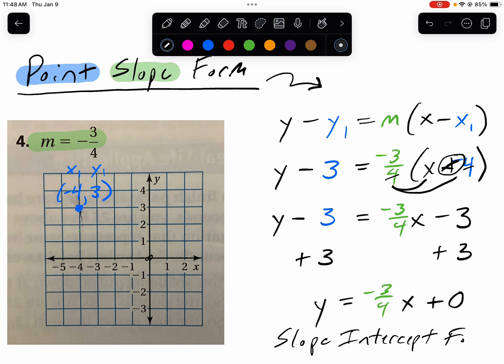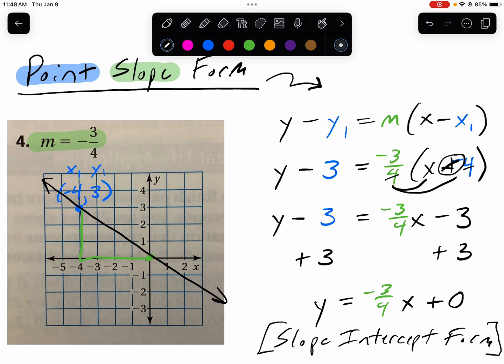Okay, well, let's see what we're talking about here. So let's go back to our initial information. We were given (-4, 3) and a slope of -3/4. So we could have just gone down 3 to the right 4, gotten ourselves another point, and you would have the graph of that line already. Perfect. Okay. But what we wanted was the equation.